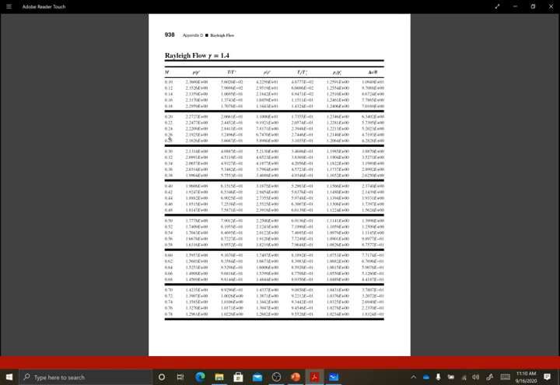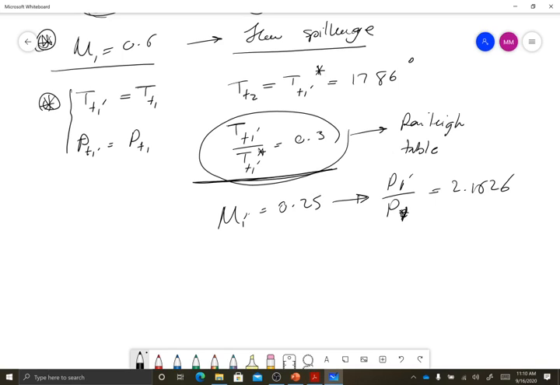So Mach number is somewhere between 0.26 and 0.28, but is much closer to 0.28. So we're just going to use the 0.28. So we can have all the other ratios, P1 prime to P star, T1 prime to T star. It's going to be 0.36667. And we also can have the total pressure ratio.